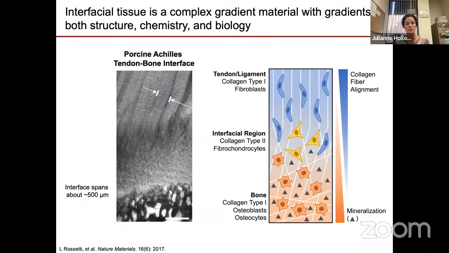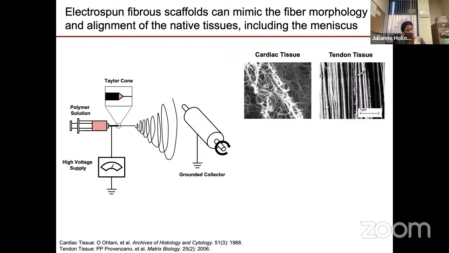And so there's been a big push to try to develop ways to augment the healing at this interface, this tendon bone interface. And so one technique that we've looked at to try to help augment the healing at this interface is using electrospun scaffolds. And we really like the idea of electrospinning for this because they produce fiber scaffolds that mimic the fiber morphology and alignment of native tissues.